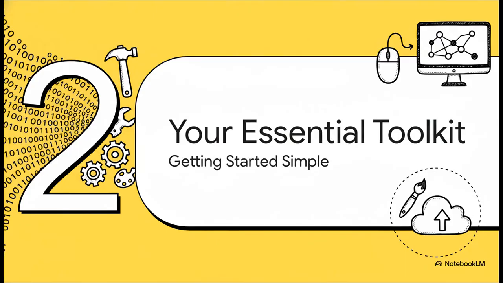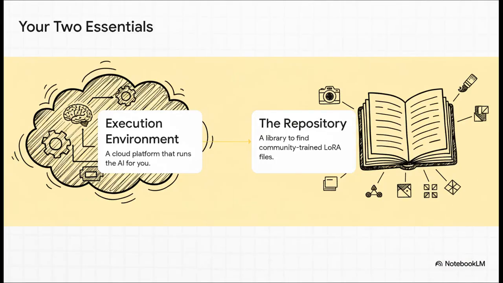So how do you actually get started with this stuff without needing a degree in computer science? Well, the good news is you don't need to get bogged down in code at all. You really only need two things in your toolkit to make all this work. First, you need what's called an execution environment, which is just a fancy way of saying a cloud platform that acts as your powerful AI machine. And second, you need a repository. Think of it as a massive library where you can find all those specific drivers or style files that the community has already trained and shared.